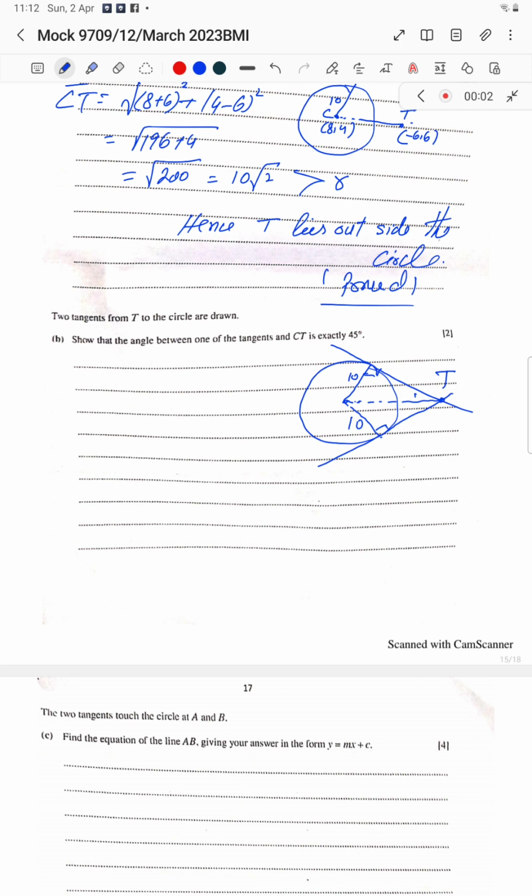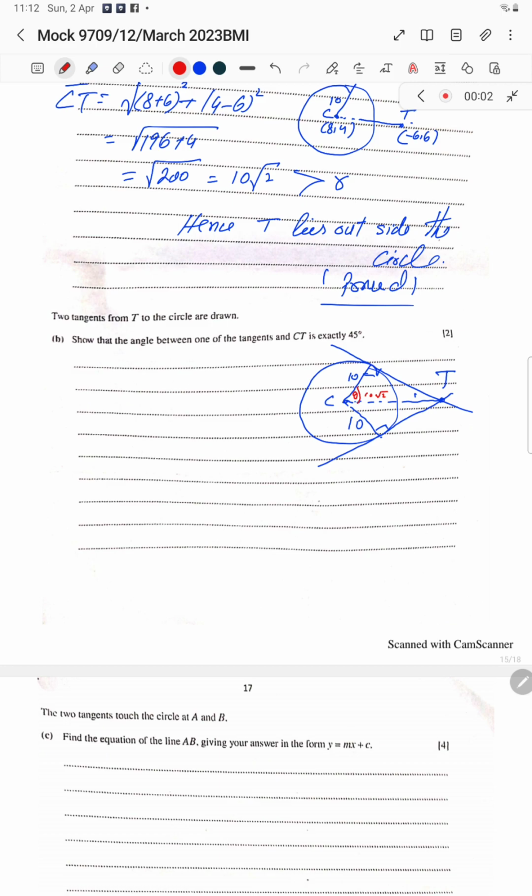So by using the relation, we know this CT already. We got this, that was 10 square root 2, and this is 10. So we need to find this angle between the tangents. We can find this angle theta here.